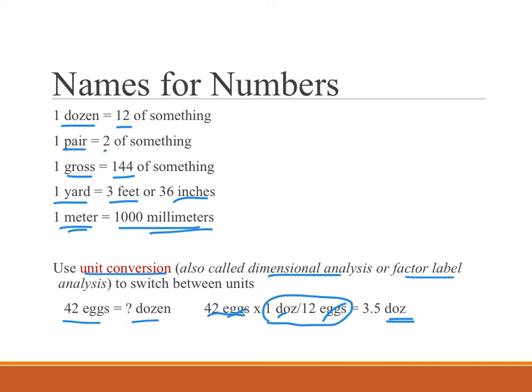That's unit conversion. You're converting from eggs on one side to dozens on the other by using a fraction in the middle that is really talking about the same thing in the numerator and the denominator. 1 dozen is the same thing as 12 eggs. We just have different units.